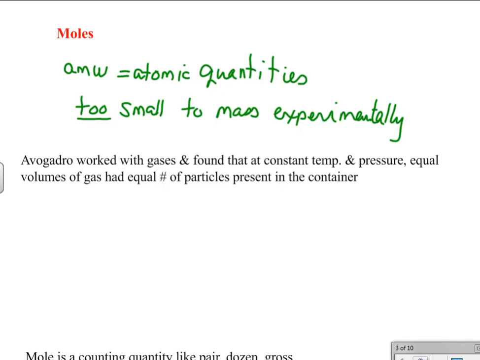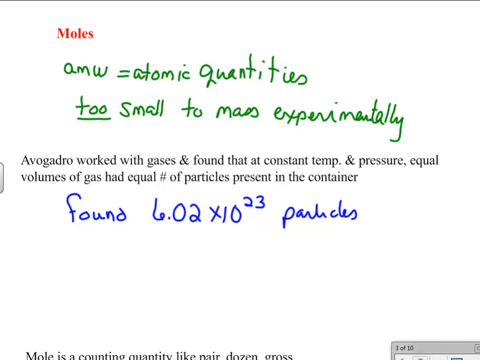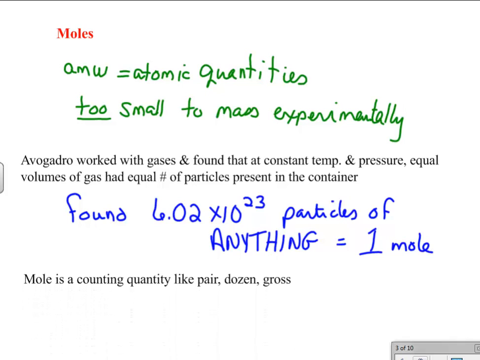Avogadro, our friend from last chapter, worked with gases, and what he found was that if he kept temperature constant and pressure constant, the volume of the gas depended on the number of particles in his container. Doing a vast number of experiments, he found that, to three significant figures, 6.02 times 10 to the 23rd particles of any substance will give you a mole of that substance. And a mole, again, is a counting quantity, similar to a pair, a dozen, or a gross.